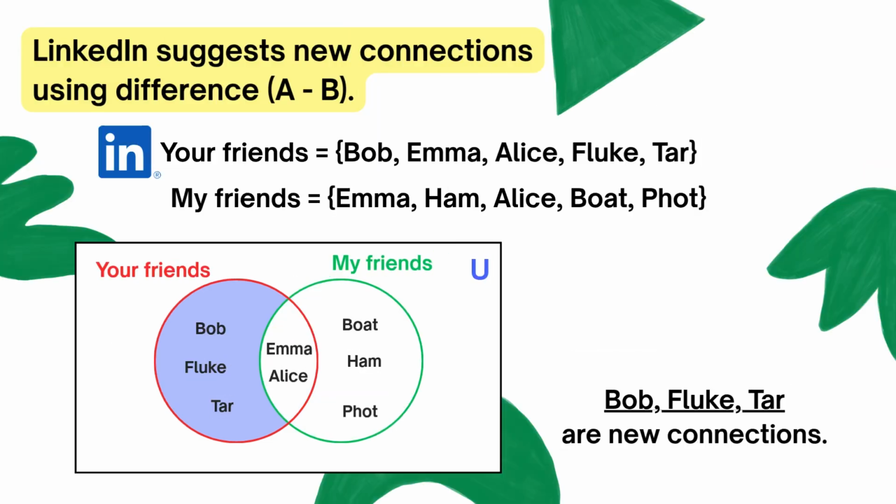Next, let's see how LinkedIn suggests new connections using difference. We have two sets, your friends and my friends. Now, we have to find new connections by subtracting my friends from your friends. So, we get Bob, Fluke, Tar as new connections.